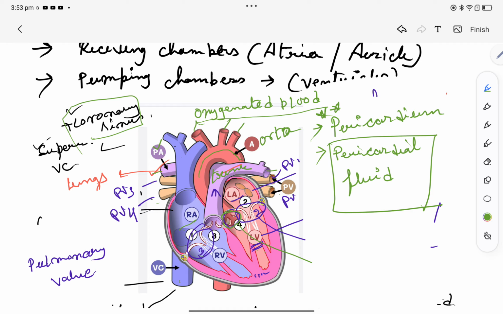So that's it for today's video. I'm going to explain the mechanism and function of blood in our next video. So for today's video, up to this much only.